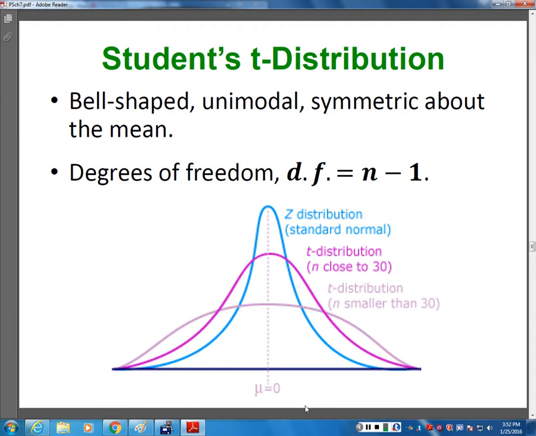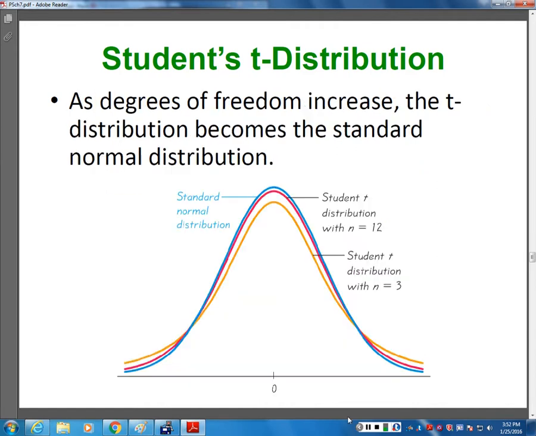And the degrees of freedom is a combinatorial idea that comes into play with some theory that's beyond the scope of this course. But suffice it to say, the degrees of freedom is going to be the sample size minus 1. Also, as the degrees of freedom increase, or as the sample size increases, the t distribution becomes a standard normal distribution. So the t distribution, if n gets big enough, will become the standard normal distribution.